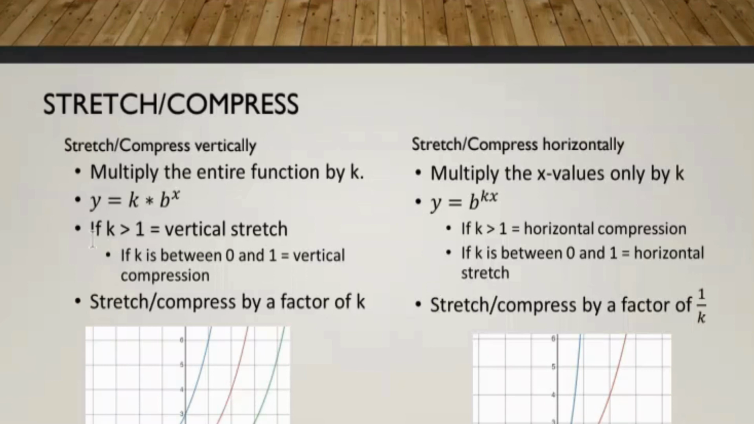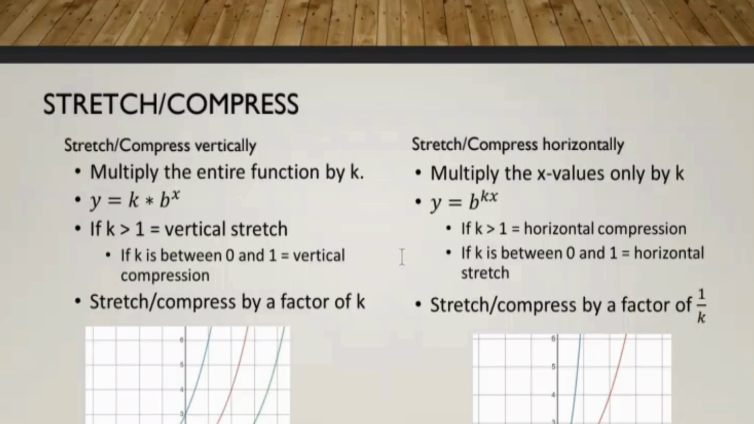If k is bigger than 1, it is a vertical stretch. If k is between 0 and 1, it is a vertical compression. Now, we're not working with a vertical compression because we've already been told we're working with a vertical stretch, so it is going to be bigger than 1. Now, right here, this is important. Stretching or compressing by a factor of k.